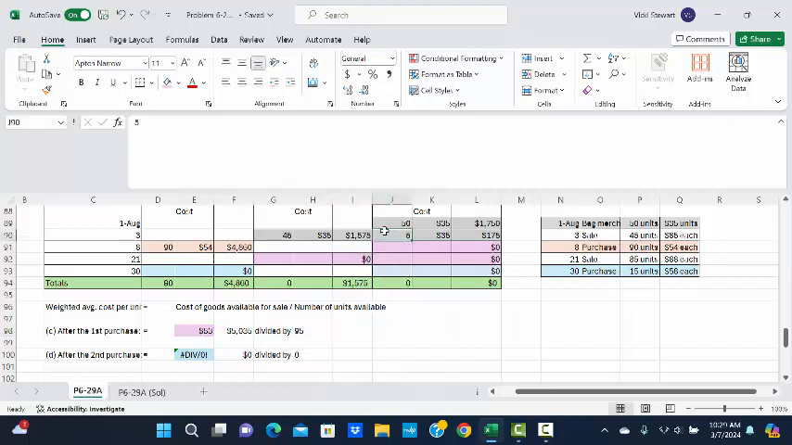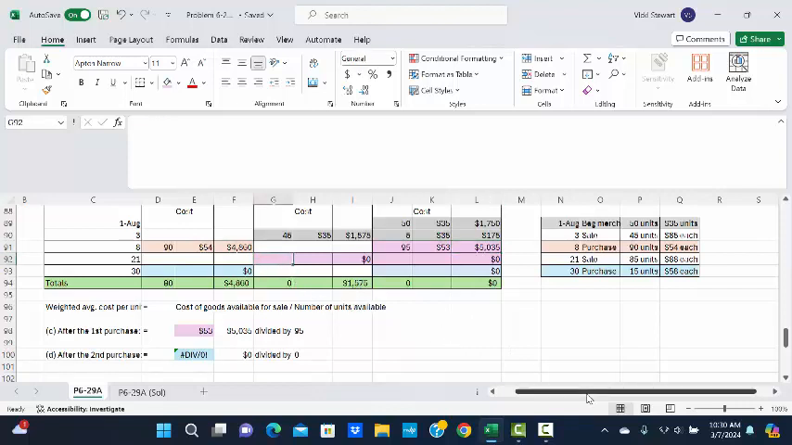You divide that by the total number of units on hand. We had 5 units in ending inventory and we bought 90 units. So our total units available is 95. So $5,035 divided by 95 is $53. So our inventory, which consists of 95 units, will all be costed at $53 each. So our total inventory on hand would be $5,035.